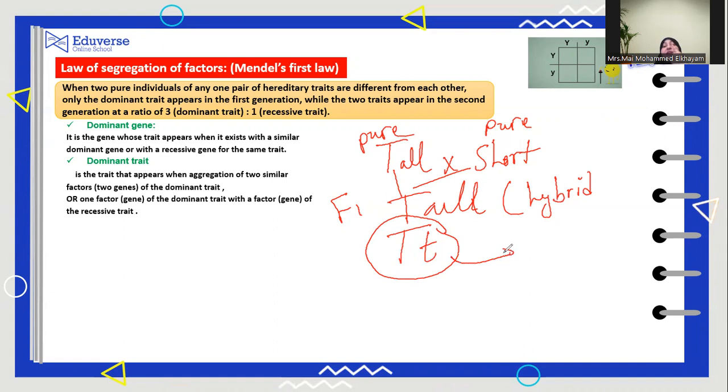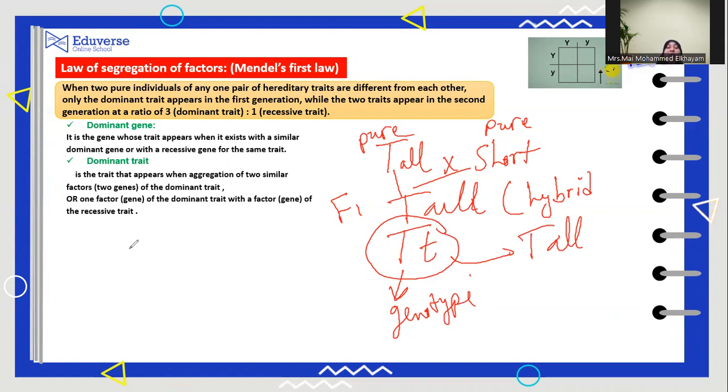But what will appear in front of your eyes? You will see it as tall stem. Its genotype. What is the meaning of genotype? The genetic makeup, or how the genes look like. Are they the same, homozygous, or heterozygous? Actually, this is heterozygous. Sorry, this is heterozygous.